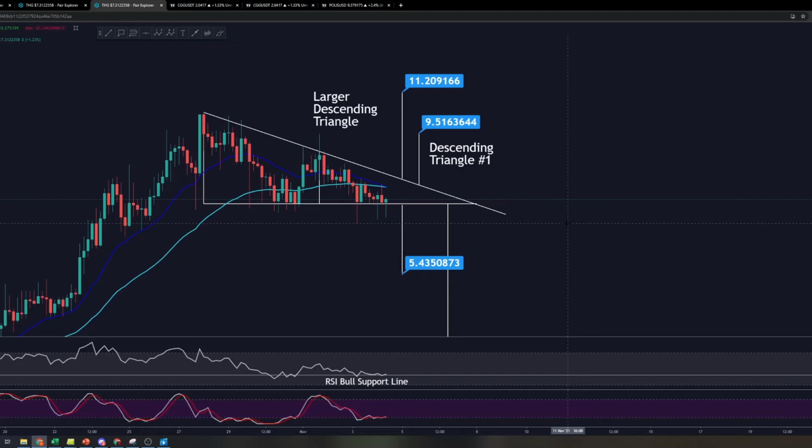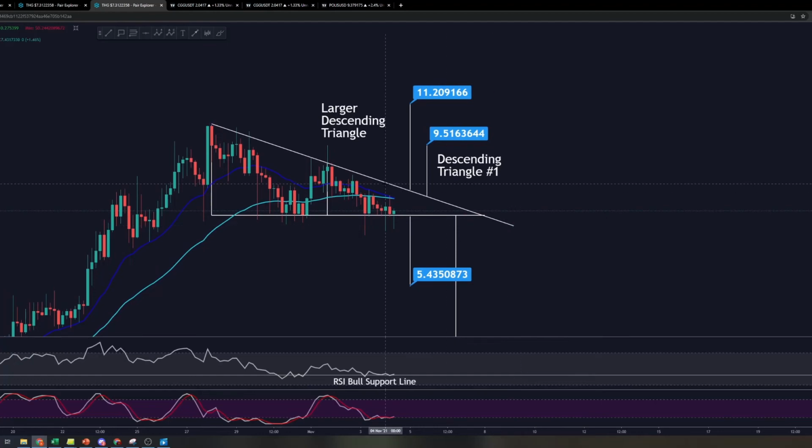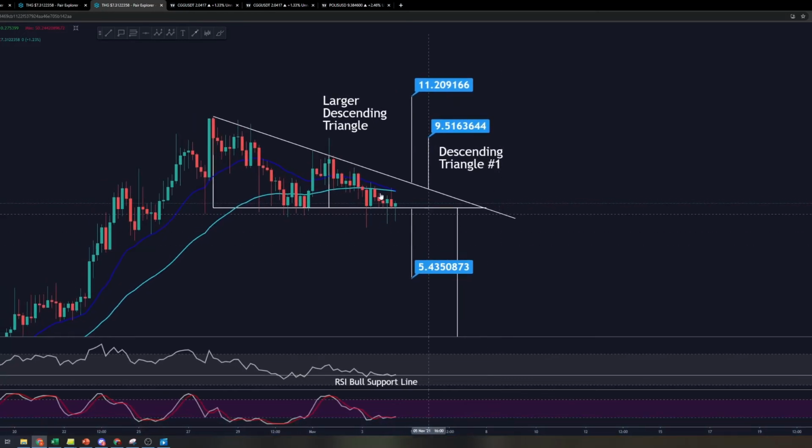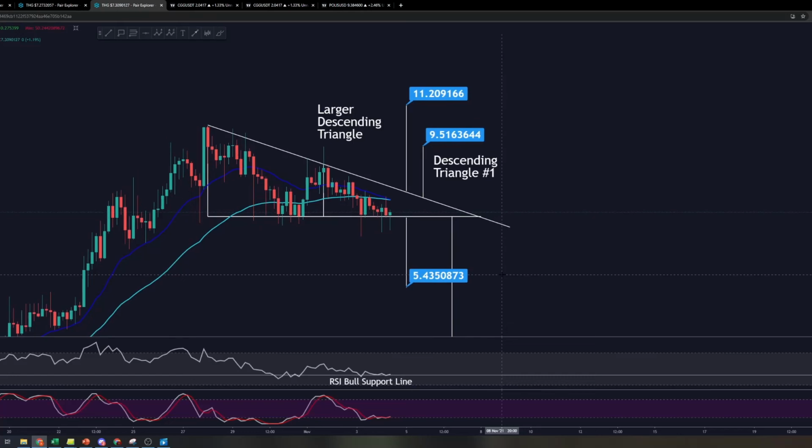Does that mean then that we're screwed? Not really. I think it's important to understand that as long as we hold this support line, and if we break out of here, then we can invalidate the technical targets to the downside. My personal opinion here is that this larger descending triangle may not play out, but the $5.43 target may be realistic if we broke support. So again, if we broke support, then unfortunately we have to go short here.